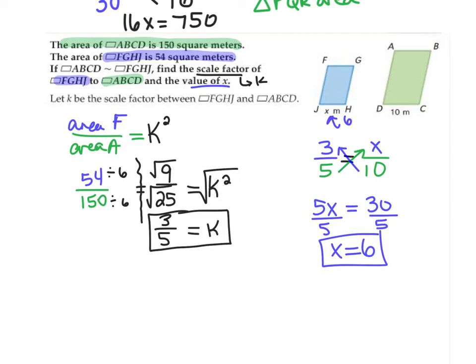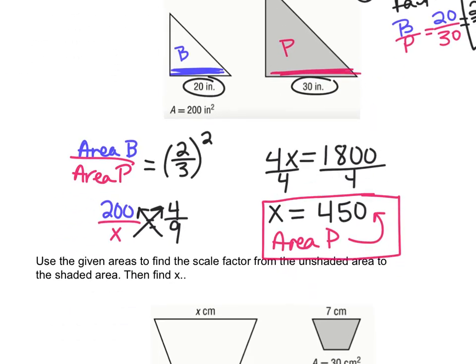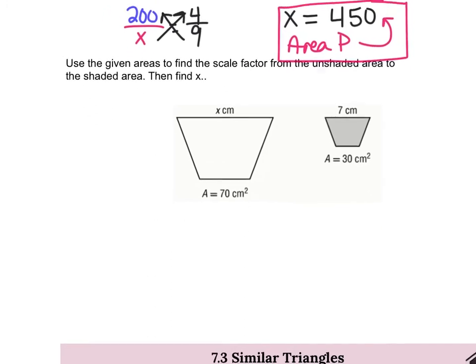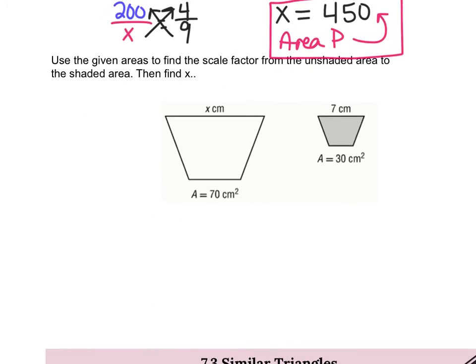One more example. Last example. Here we are given two areas. We want to find the scale factor. If it's hard to tell what you need to do, underline what the question asks you. Find the scale factor from the unshaded area to the shaded area. And then also we need to find x.